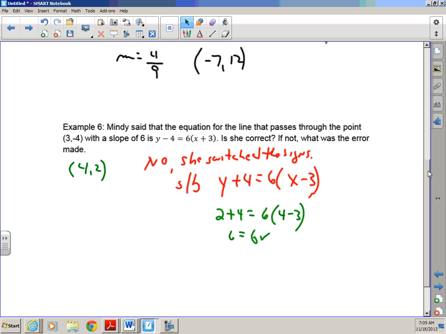Okay? So point-slope form. As you've seen, we've come up with a couple of different ways to write the equation of a line. We've seen standard form, ax plus by equals c. We've seen slope-intercept form, y equals mx plus b. And then today we've done point-slope form.